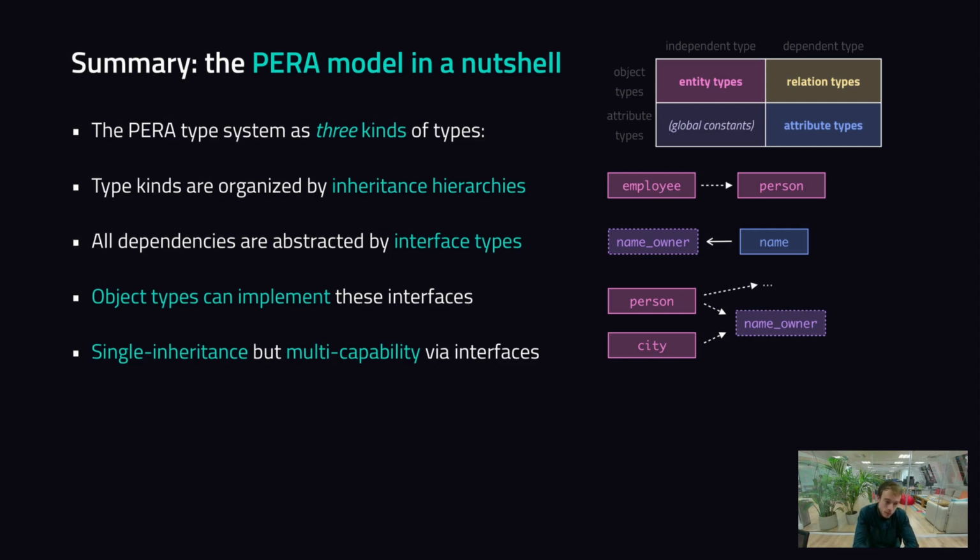As a condition on these polymorphic casting operations, we've learned that we work with inheritance in a single inheritance system, so there can only be one parent type, but interfaces can be implemented in various ways. So there's a multi-capability model here, where types can have multiple different capabilities. They can implement multiple different interfaces.